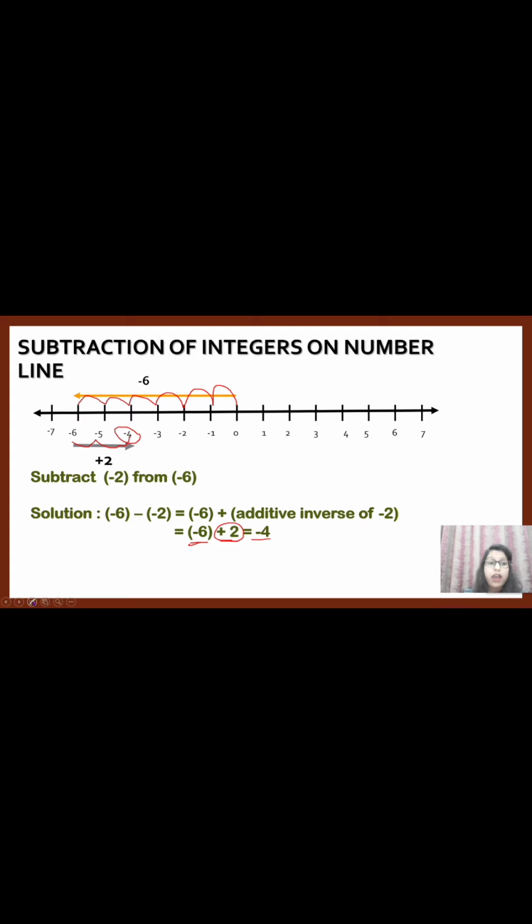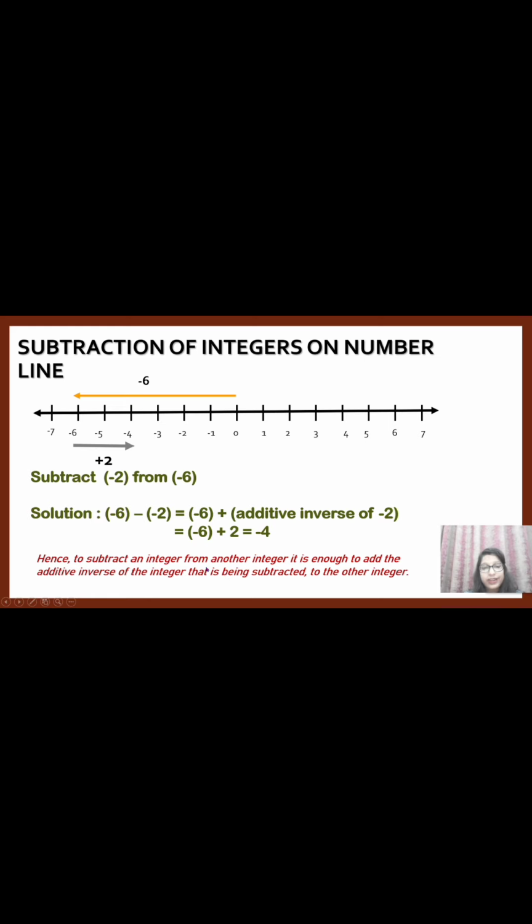So first of all, if we have to subtract integers, we will convert it into the form of additive inverse, so that we can easily calculate the subtraction of integers. Like we can conclude that to subtract an integer from another integer, it is enough to add the additive inverse of the integer that is being subtracted. So हम जिस number को subtract कर रहे हैं उसे हम additive inverse की form में convert कर लेंगे to the other integer, so that we can find our answer.